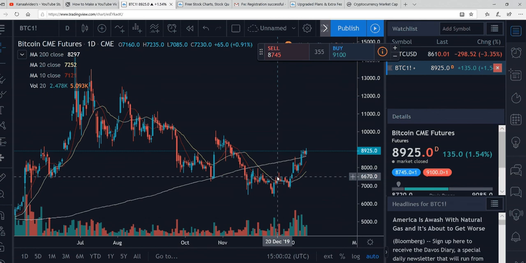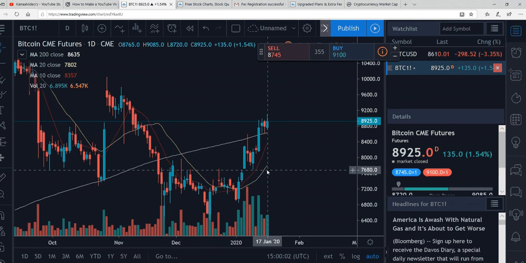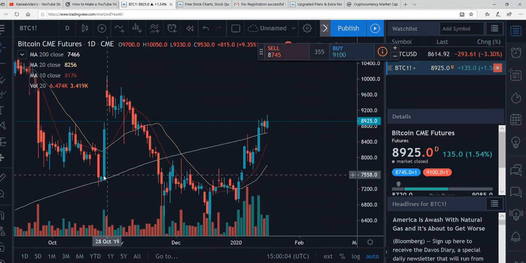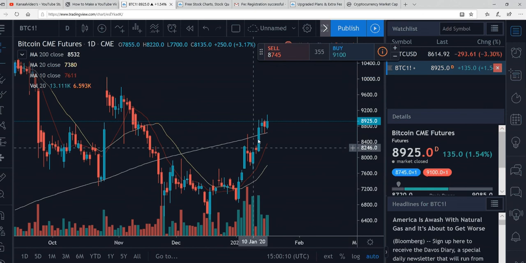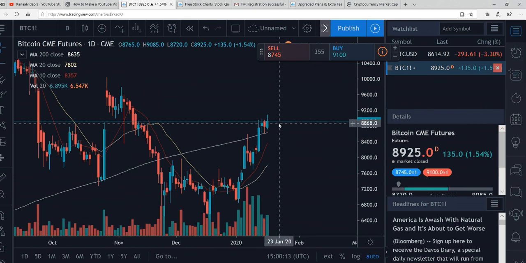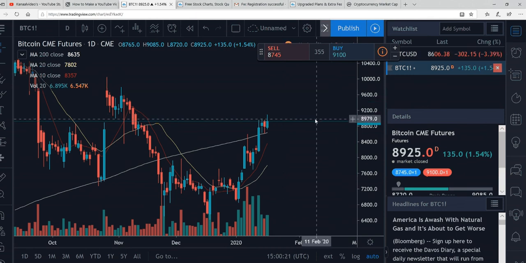Of course, we have the 200 daily moving average on the CME as well, and we stayed above it over here, got below it, and now we are back above it. So this is a good sign in general. If this can continue and also lead into the normal Bitcoin chart, and also get above the 200 daily moving average at 9200, that will be very positive.